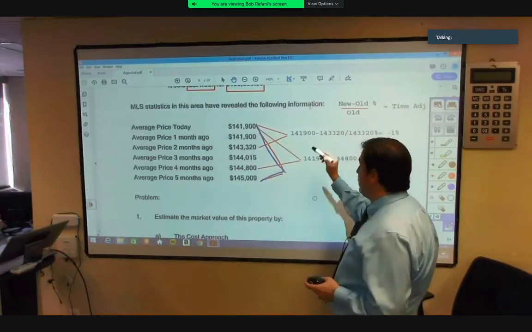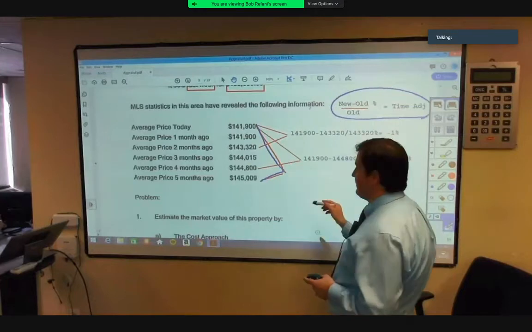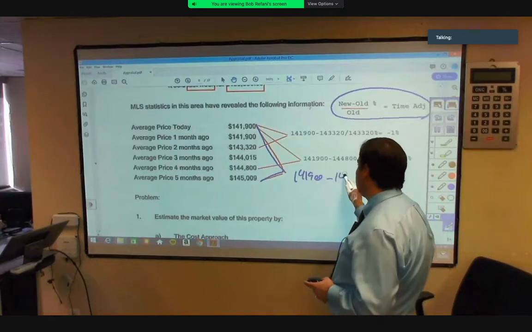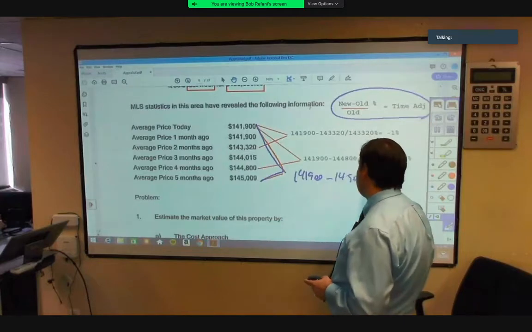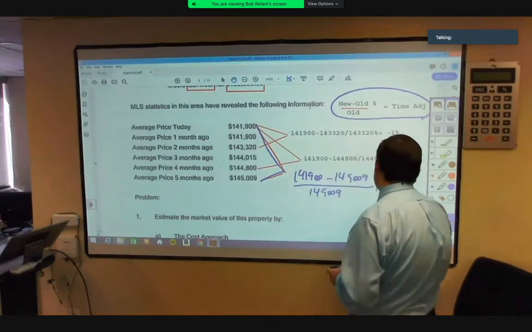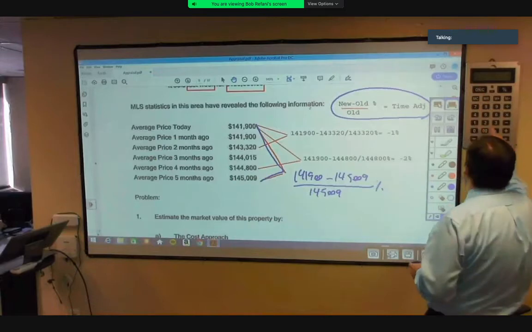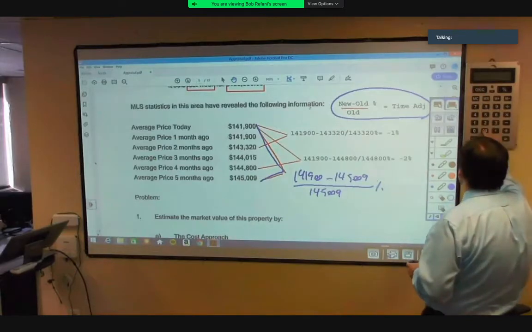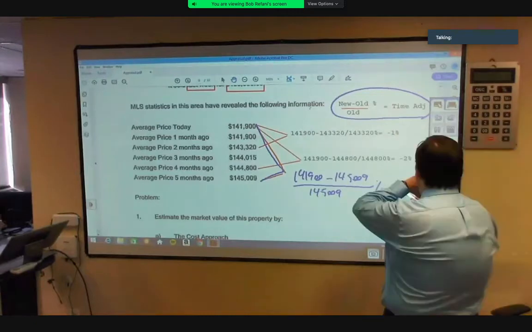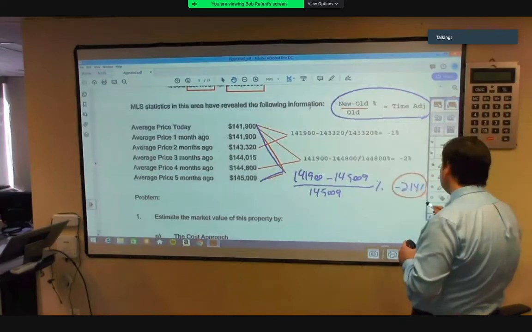So the formula is new minus old, divided by old, times percentage. So new is 141,900 minus old 145,009, divided by old 145,009, times percentage instead of equal. So 141,900 minus 145,009, divided by 145,009, times percentage. That's minus 2.14%. Okay? Yes or no?